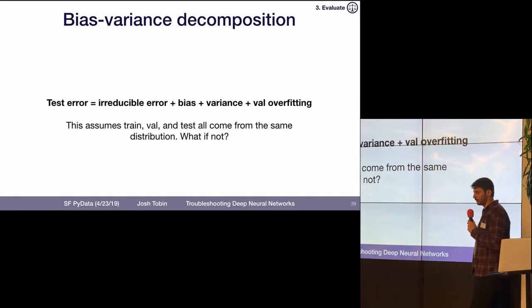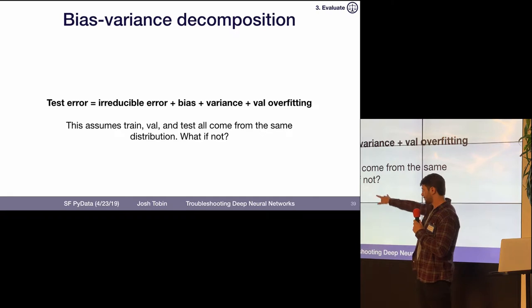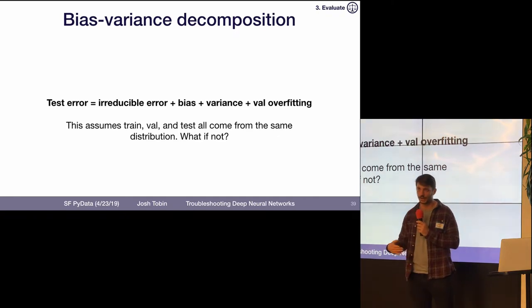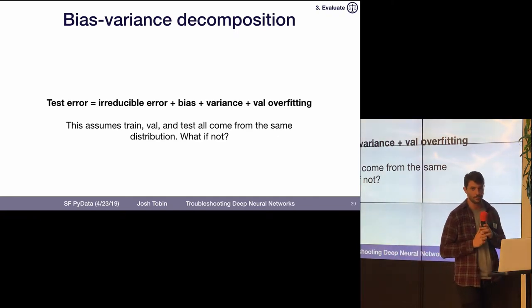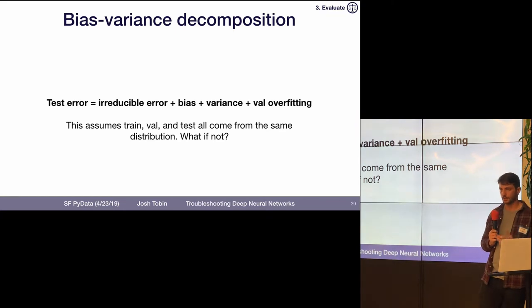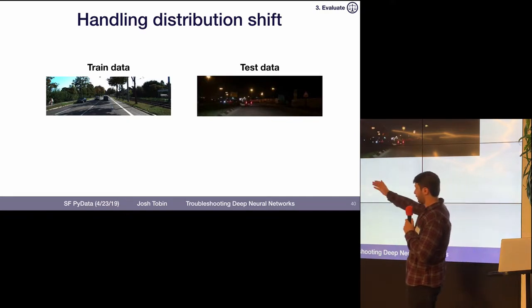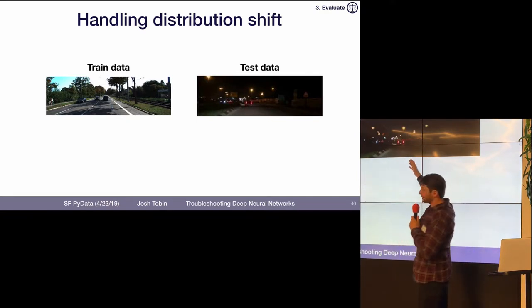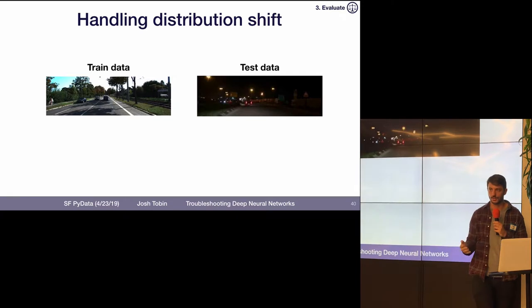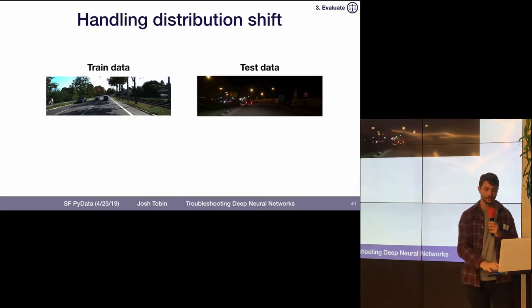There's one assumption under the hood here, which is that your train, eval, and test sets all come from the same data distribution. For a lot of real-world problems, that's not the case. Maybe it's hard to collect data from the distribution you ultimately care about. So the question is, what do you do? For example, maybe it's way easier for you to collect data during the daytime, but at test time, you need to make sure that you can still perform well at night.